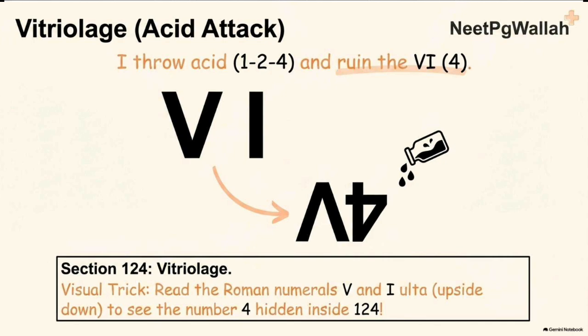Now, this trick for vitriolage or acid attacks is pure visual magic. The word vitriolage starts with the letters V and I. If you imagine those as Roman numerals and literally flip that V and I upside down, they form the number 4. So when you see a prompt about throwing acid, think of the V and I, flip them to a 4, and you seamlessly lock in Section 124.